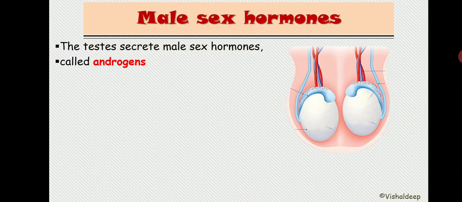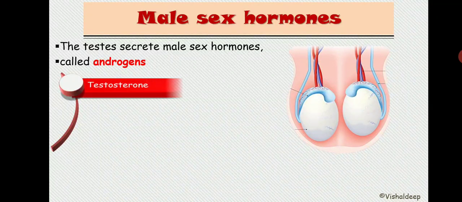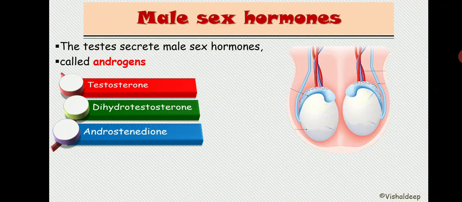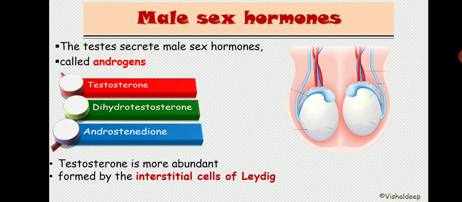The first is testosterone, then the active form of testosterone, dihydrotestosterone, and the next androgen is androstenedione. Out of these, testosterone is the most abundant, and it is formed, as you already know, from the interstitial cells of Leydig, or Leydig cells. Now let's see more about testosterone.